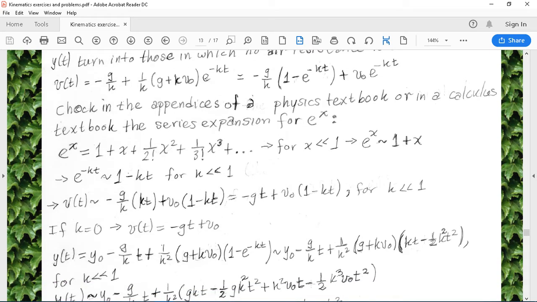So let's see, you can check up in the appendices of any physics textbook or a calculus textbook, and you can find the following series expansion for exponential of x. Exponential of x equals 1 plus x plus 1 over 2 factorial times x squared plus 1 over 3 factorial times x cubed plus etcetera. Now, if x is much smaller than 1, we can approximate the exponential of x with 1 plus x. That means that one can approximate the exponential of minus kt with 1 minus kt, for k very much smaller than 1.